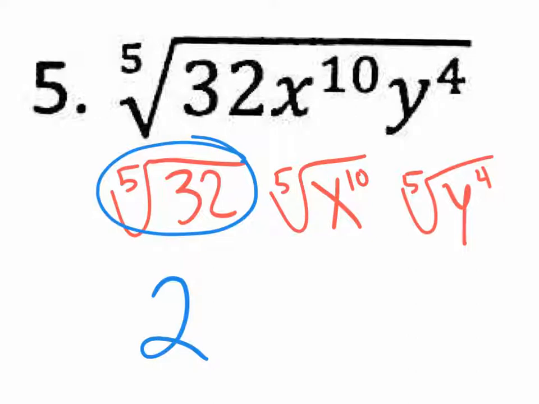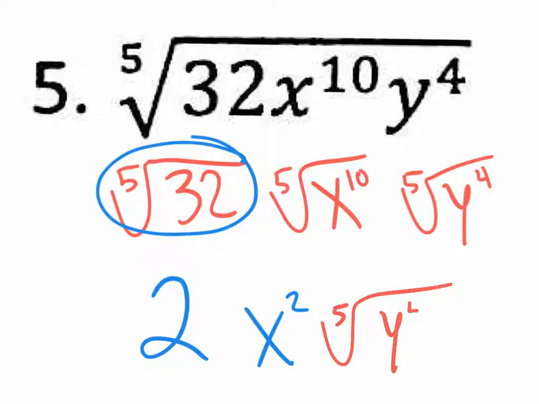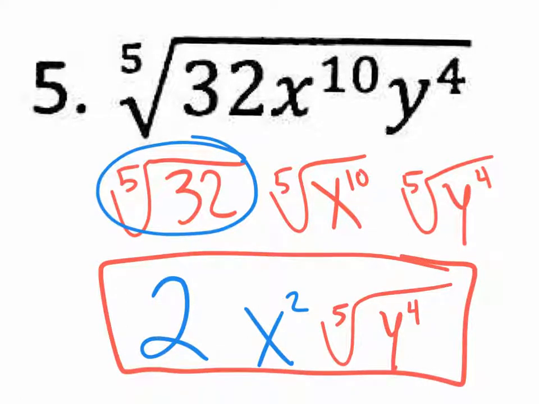All right. Now, the 5th root of x to the 10th, what's the answer there? X to the 2nd. Because remember, 5th root is really dividing this power by 5. 5th root is really the power of 1/5, which means that 10 divided by 5, that's going to be 2. So x to the 2nd is the next part of your answer. And last but not least, the y to the 4th, you want it to be divisible by 5, and there's nothing you could do about that, so it would have to stay exactly like that. The 5th root of y to the 4th. There's your final answer, 2x squared, 5th root of y to the 4th.